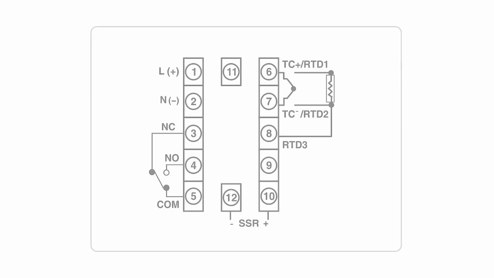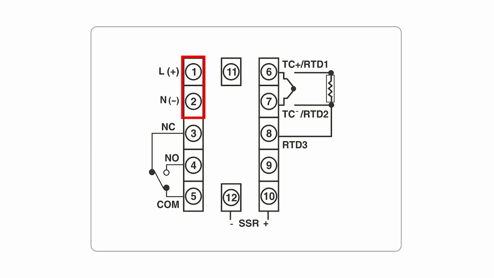Terminal connections. Terminals 1 and 2 are for 90 to 270 volt supply voltage input. Terminals 6, 7 and 8 are for thermocouple and RTD sensor input. Terminals 3, 4 and 5 are for 10 ampere NO, COM and NC type relay output. Terminals 10 and 12 are for alternate 12 volt solid state relay output.